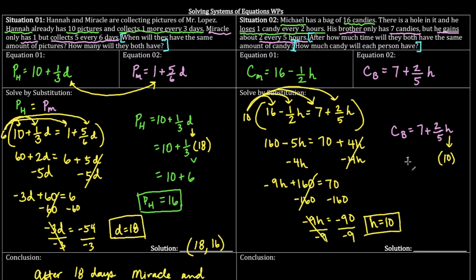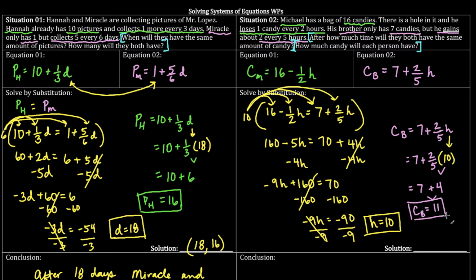And then I have 7 plus 2 over 5 times 10. And then it was 7, and a positive times a positive is a positive. 2 times 10 is 20. 20 divided by 5 is 4, so positive 4. And 7 plus 4 is 11. So the candies for brother is 11. Something about that looks a little weird, so I'm going to redo that real quick. 7 plus 4 is 11. So the candies for brother equals 11.